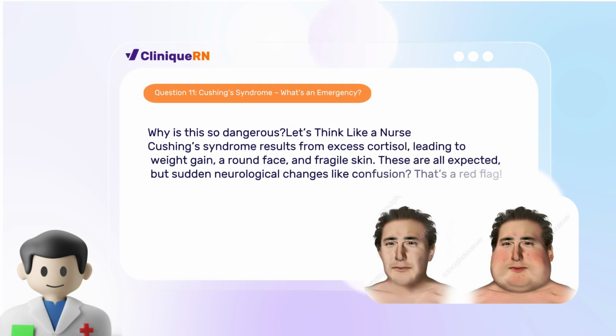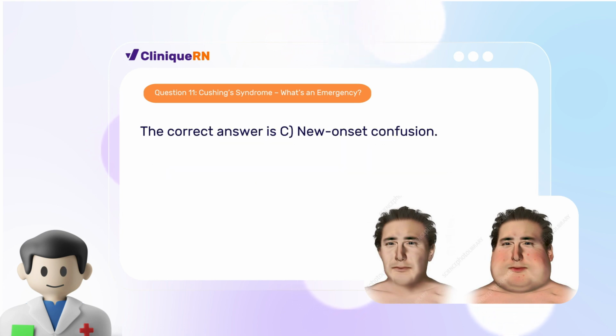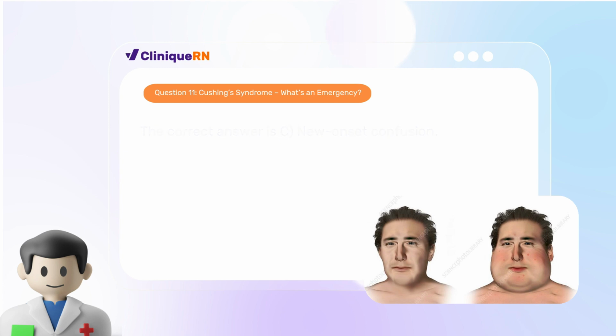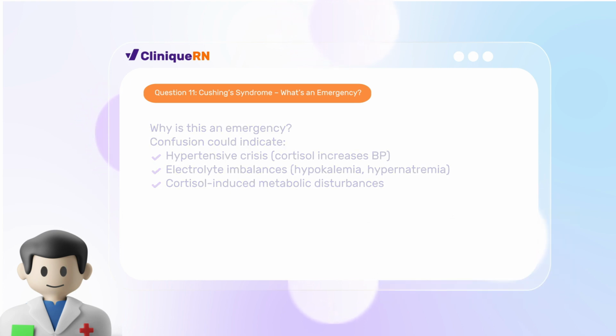Let's think like a nurse. Cushing's syndrome results from excess cortisol, leading to weight gain, a round face, and fragile skin. These are all expected, but sudden neurological changes like confusion, that's a red flag. The correct answer is C. New onset confusion. Why is this an emergency? Confusion could indicate hypertensive crisis, cortisol increases BP, electrolyte imbalances, hypokalemia, hyponatremia, cortisol-induced metabolic disturbances.